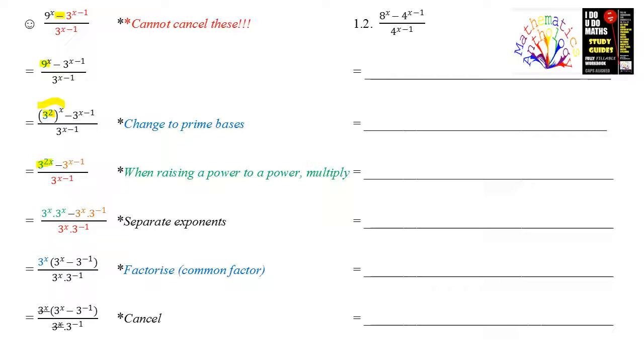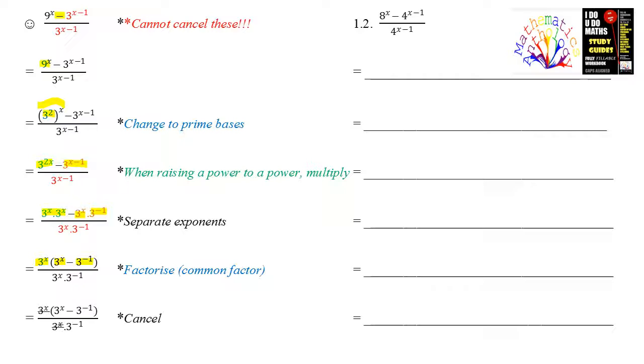3 to the power 2x can be rewritten as 3 to the power x times 3 to the power x. We separated the exponents there. We're also going to separate the exponents in the second term of the numerator, so that becomes 3 to the power x times 3 to the power negative 1. I'm going to pull out a common factor on the top because I can see that 3 to the power x is common. If I pull out a common factor, I'm left with 3 to the power x into 3 to the power x minus 3 to the power negative 1.